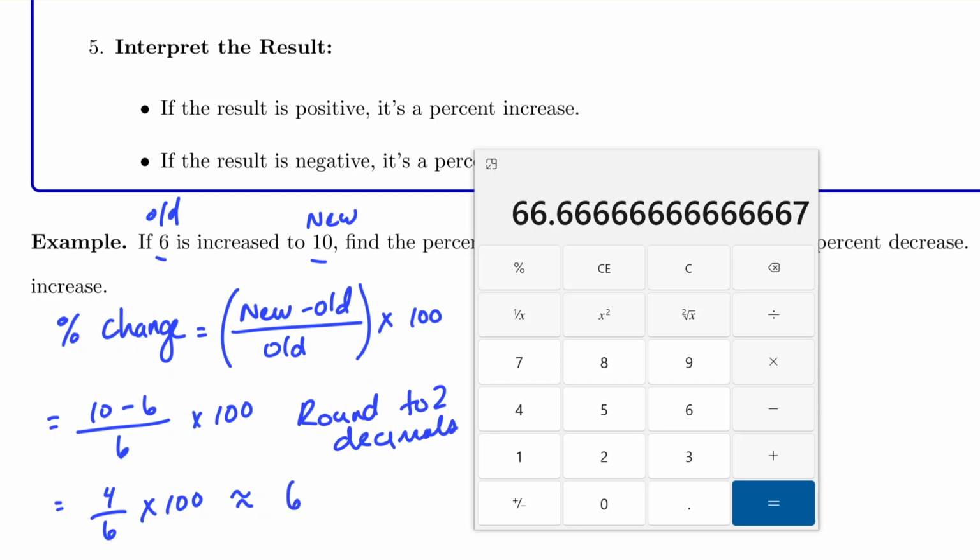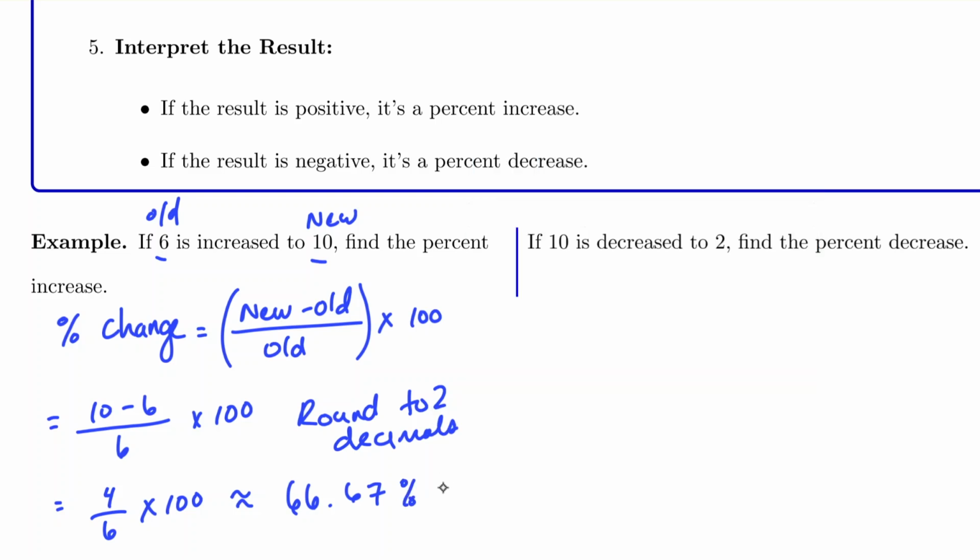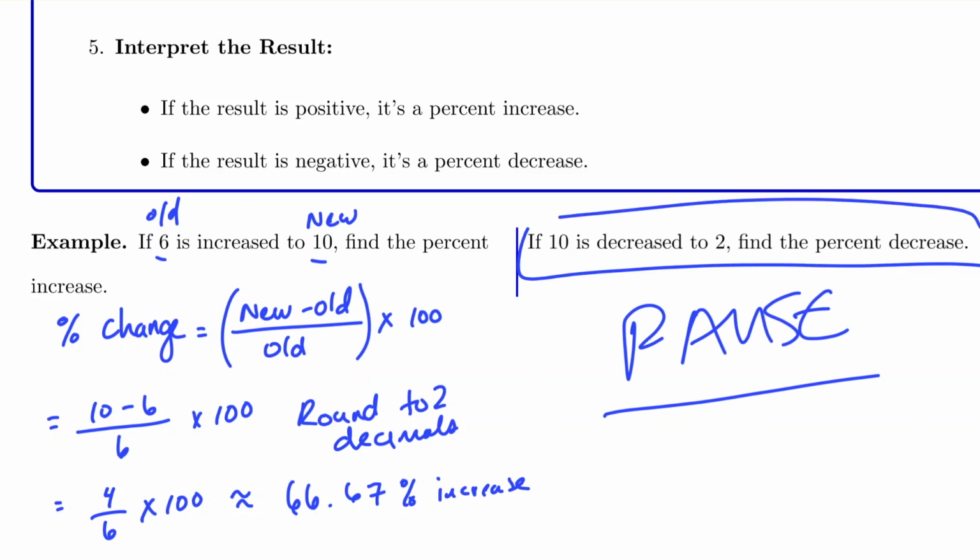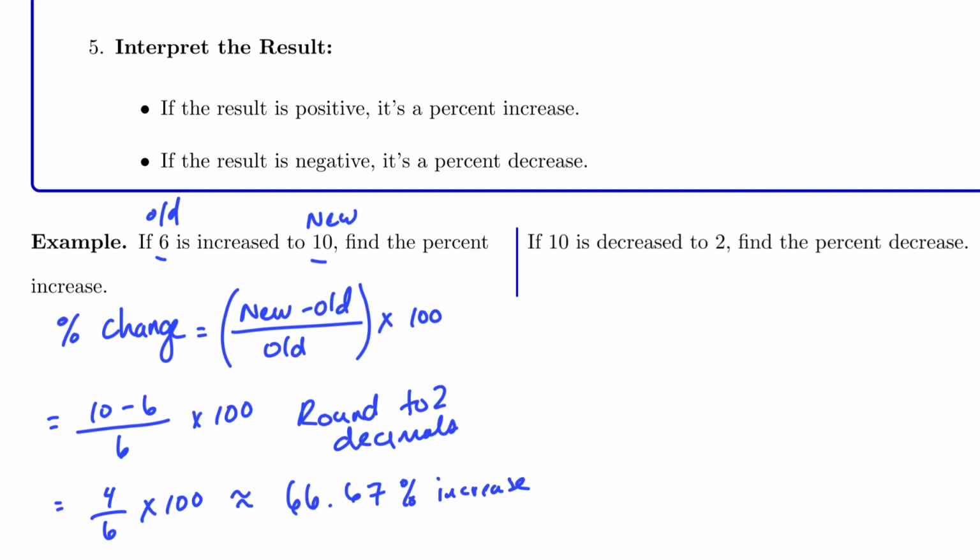And we get 66.6. Okay, now to round to 2 decimal places, you go to the 3rd decimal place. 5 or greater rounds up. Less than 5 stays the same. This is 6, which is greater, so we round that up. So that last decimal place rounds up to 7. So it's a 66.67% increase. Now, if y'all would please pause the video and attempt this on your own. Unpause to check your work.